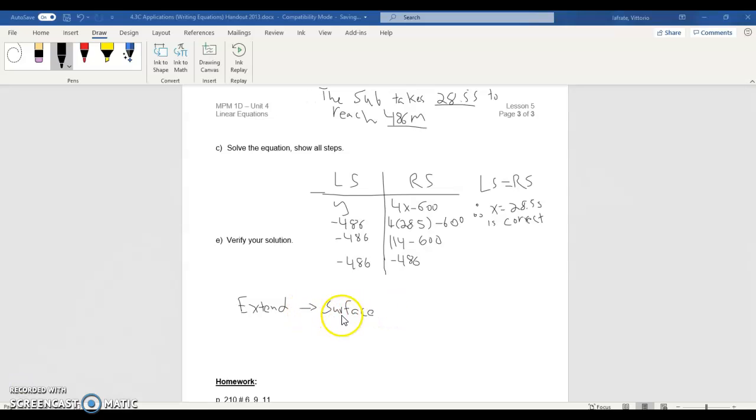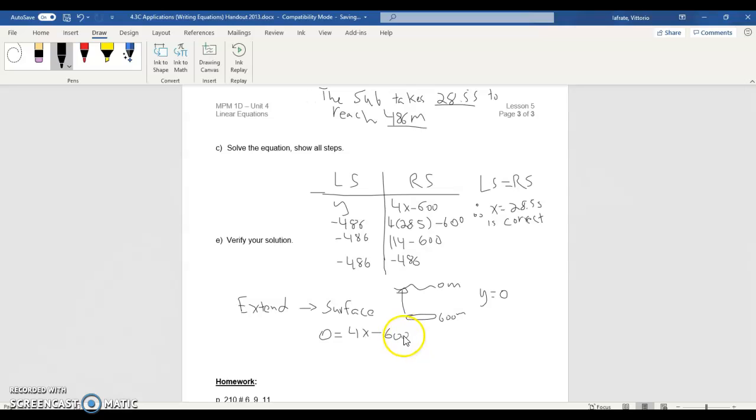So back again to our extension question, asking how long would it take for the submarine to reach the surface of the water. Remember from our drawing we did earlier that we had said the surface of the water is basically 0 meters, and the submarine is located at 600 meters below. So what this question is asking, basically, how long does it take before we get back up to the surface, which is 0 meters? So what we're saying is that y is equal to 0. So what you need to do is solve for the variable by replacing y by 0 and then finding out what x is at that point.